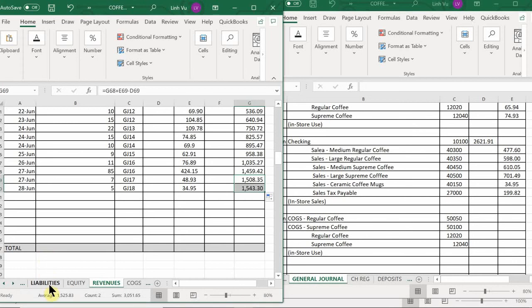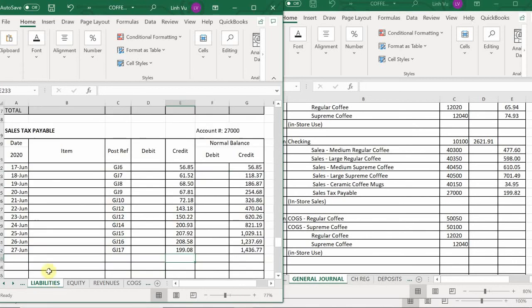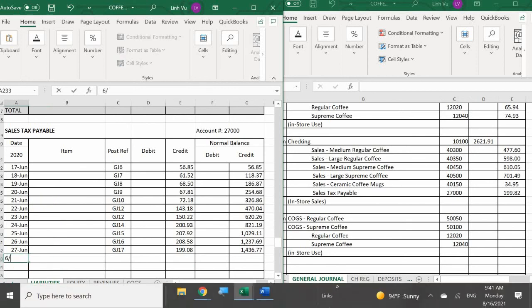Okay, so now we're going to record our sales tax. Sales tax. That's a liability. Okay, go over there. And we're going to go to the 28th of June, the General Journal 18. The amount is 199.82. Okay.